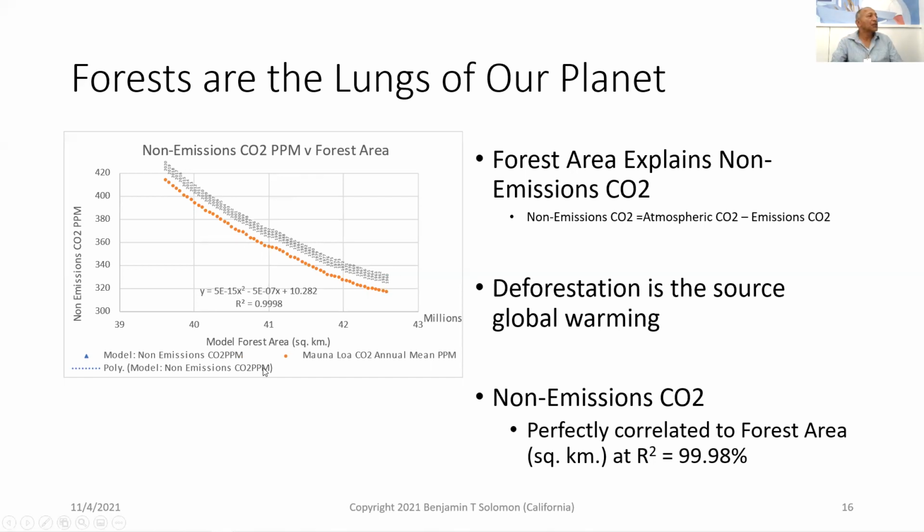So when we plot the forest area and the non-emissions CO2 on the y-axis, the forest area explains non-emission CO2. Non-emission CO2 is basically the atmospheric CO2 minus the emission CO2. We see that there is a perfect line between the forest area and the non-emission CO2, and it has a correlation, a regression coefficient of 99.98, which is even higher than the previous correlation we talked about. So we know this is proof that the forest is the main driver of atmospheric CO2.